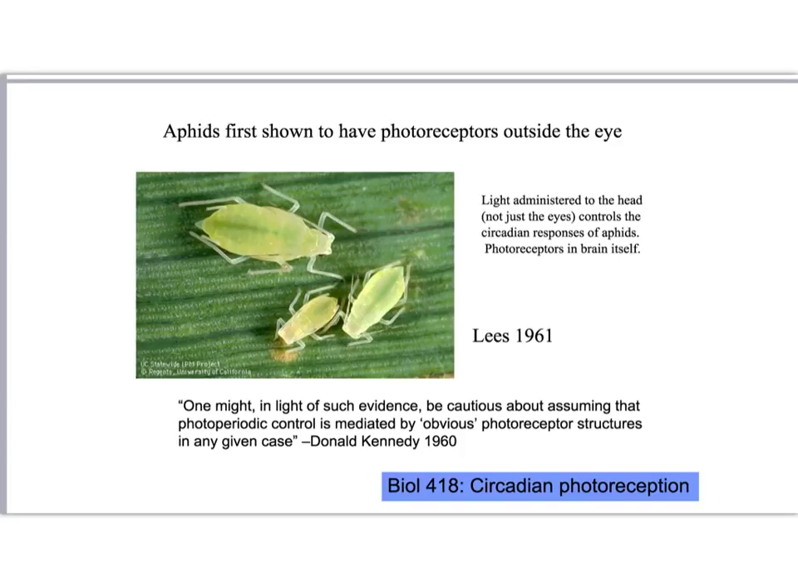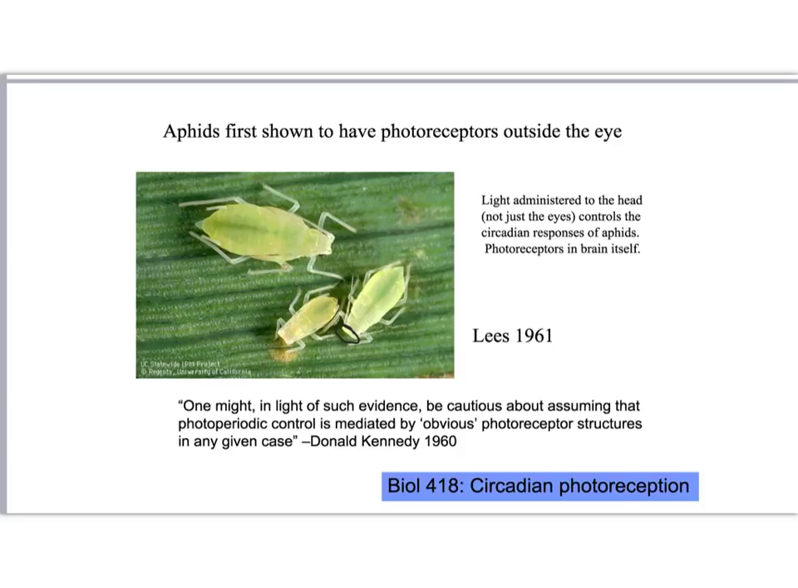And the conclusion of this paper was, one might in light of such evidence be cautious about assuming that photoperiodic control is mediated by obvious photoreceptor structures in any given case. So basically they realized that in principle the eyes of these organisms were not necessary for entrainment. And people said, well, that's interesting, but these are still insects.